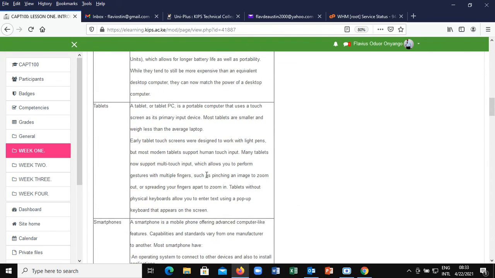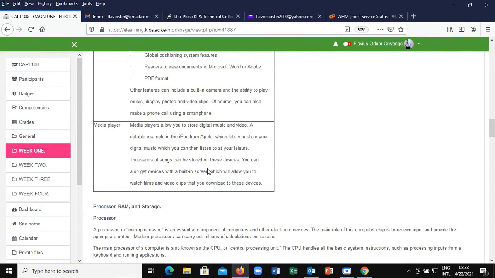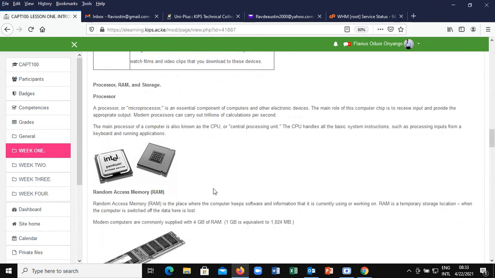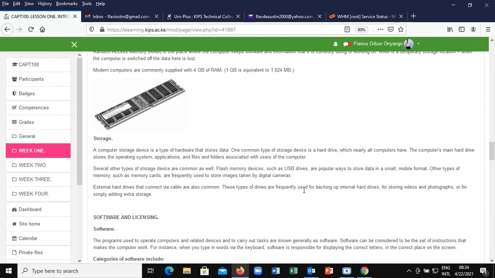There's also the tablet and the smartphone, and even the media player, what we used to call the iPod, normally designed for playing games and even watching some video clips. You have the processor, the RAM and the storage. All the definitions are here, and most of them have images, like the image of a processor, the random access memory, and even the storage. This is very, very good for us.